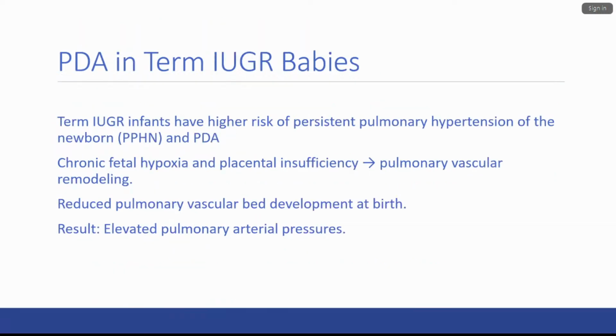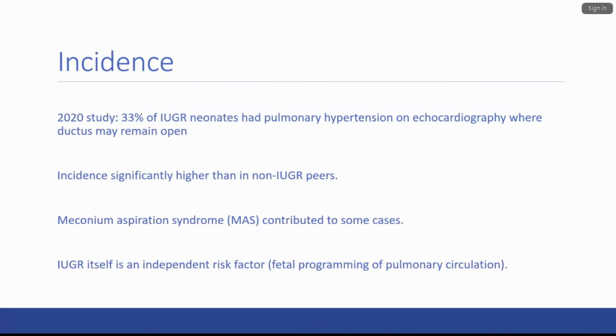So, PDA in term IUGR babies. Term IUGR infants have a higher risk of PPHN and PDA. There is chronic fetal hypoxia and placental insufficiency, which leads to pulmonary vascular remodeling in IUGR babies. There is reduced pulmonary vascular bed development at birth, which results in elevated pulmonary arterial pressures. In our 2020 study, 33% of IUGR neonates had pulmonary hypertension on echocardiography, where the ductus may remain open. Incidence was significantly higher than in non-IUGR peers.